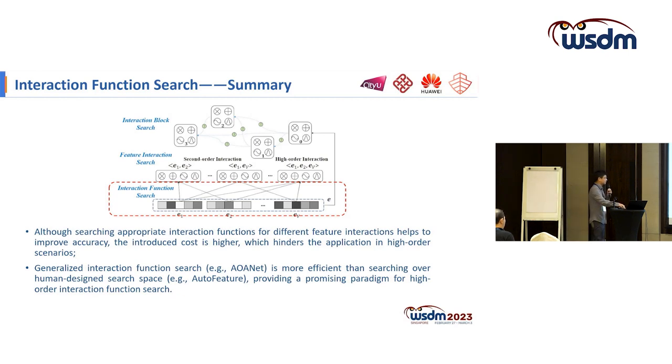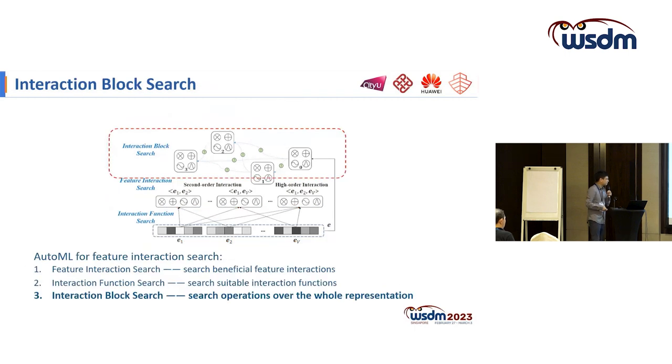So which motivates the third category? The third category is called interaction block search. And the previous two works try to model the relationship between different features, right? And the third category concatenates all the feature representations as a unique vector. And this kind of work tries to model the feature interaction over this uniform vector directly. Let's look at how it does.